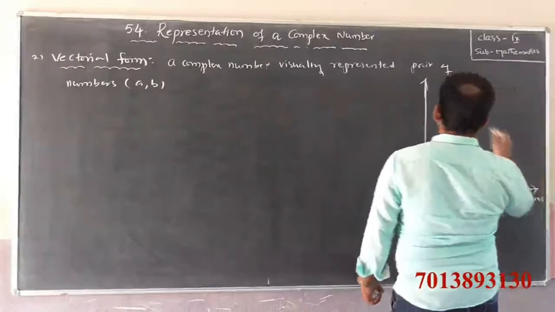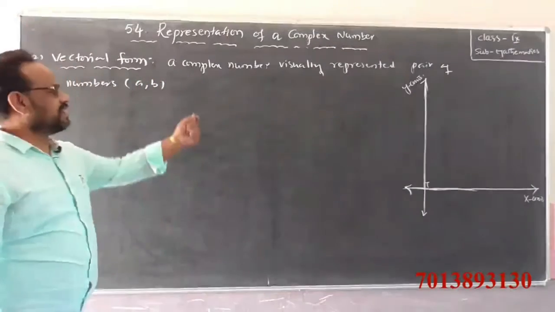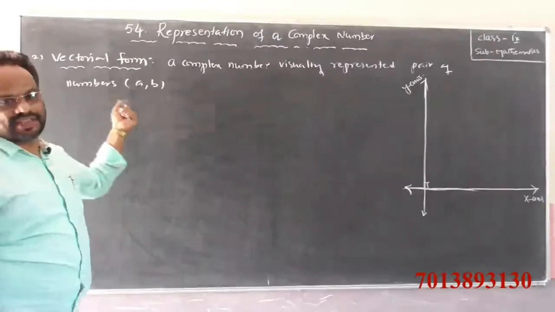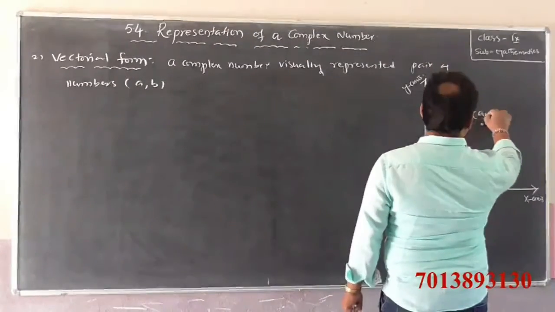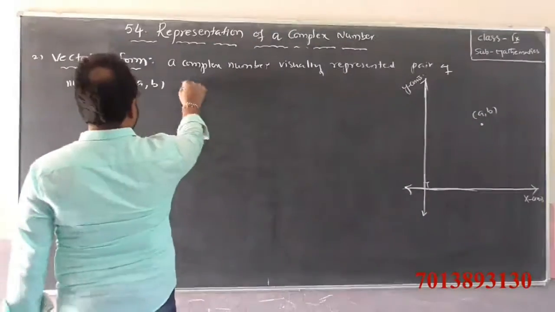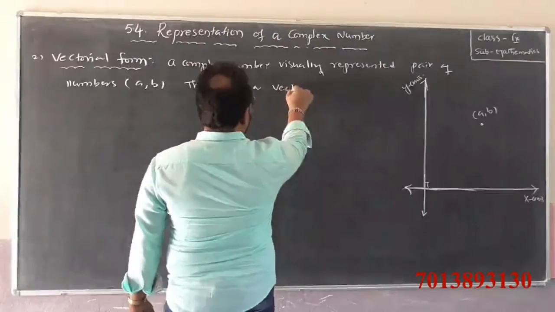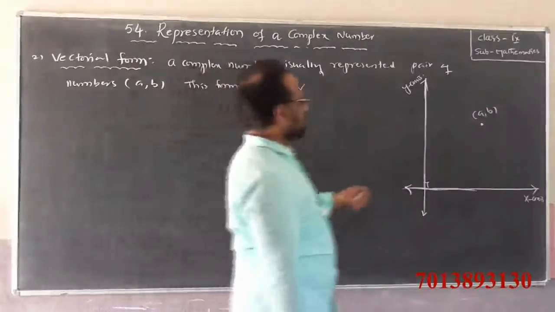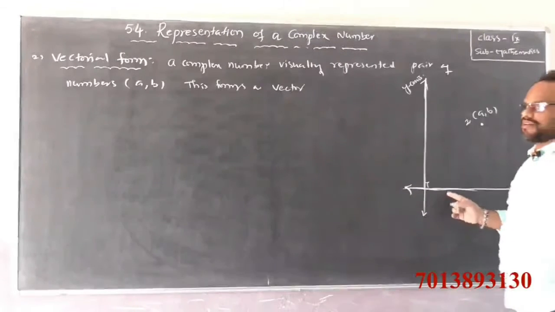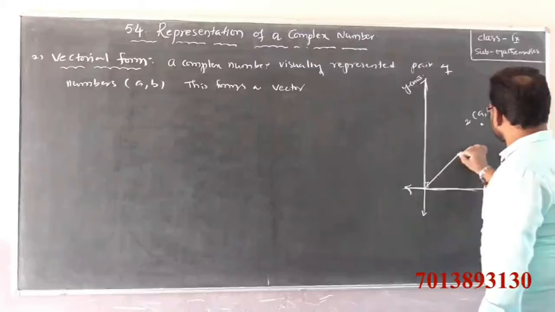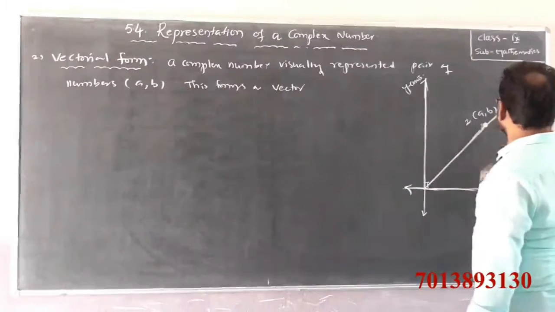This is the x-axis, this is the y-axis. A complex number can be visually represented as a pair of numbers a comma b. That means the complex number z, a comma b, forms a vector. This is the Gaussian plane or Argand plane. If you join like this, this is point A.